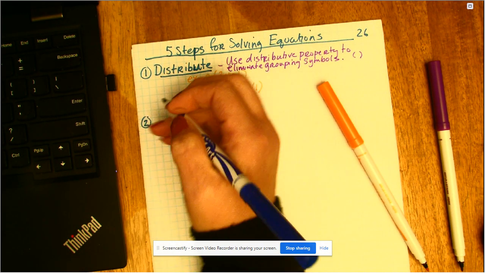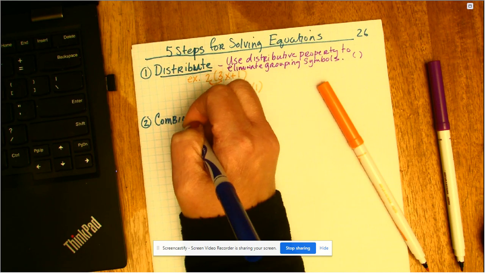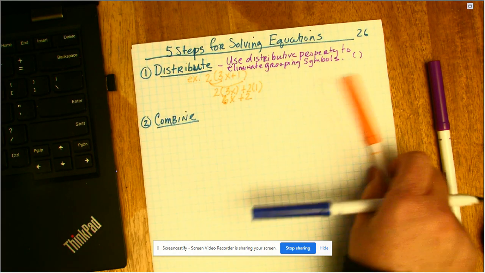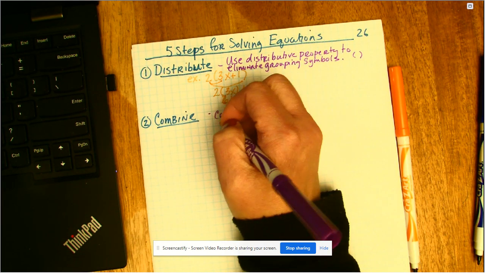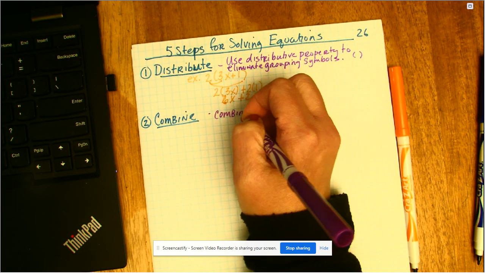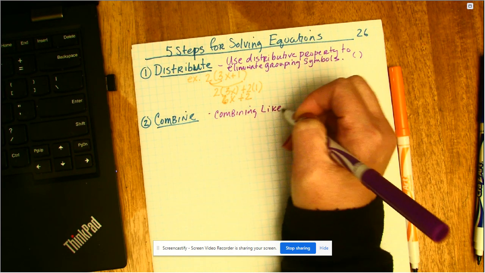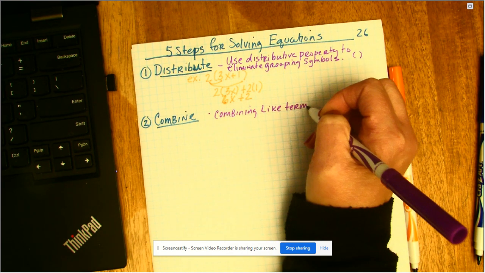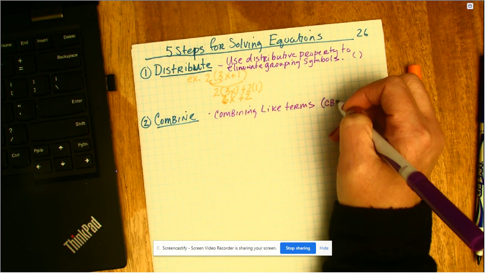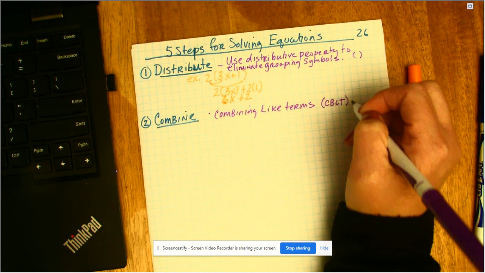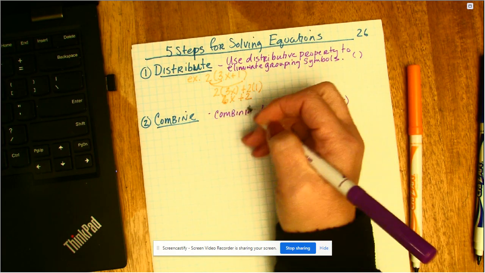Step 2 is combine, and we're talking about combining like terms. And you might say, what is a like? And we often abbreviate this as CBLT. So to be alike, what are the rules? Because there's rules that need to be met.